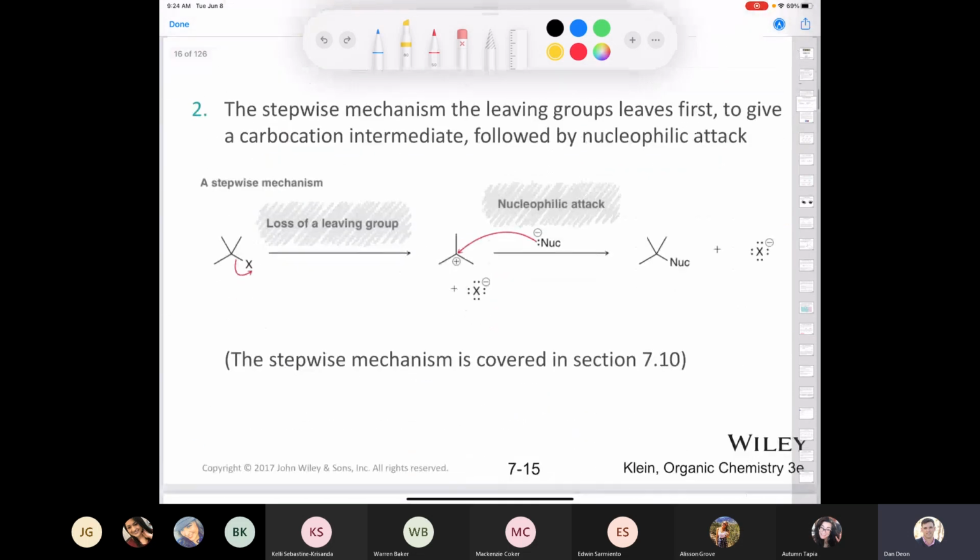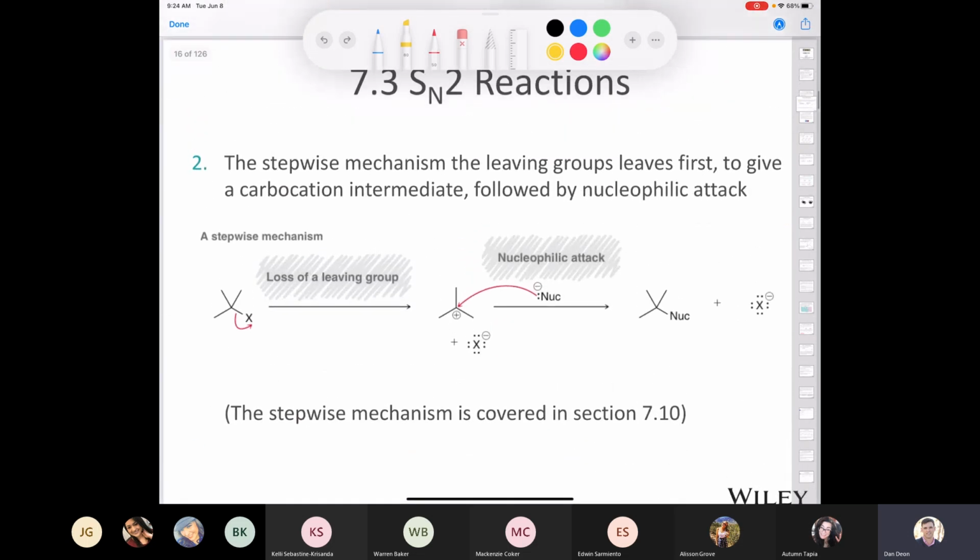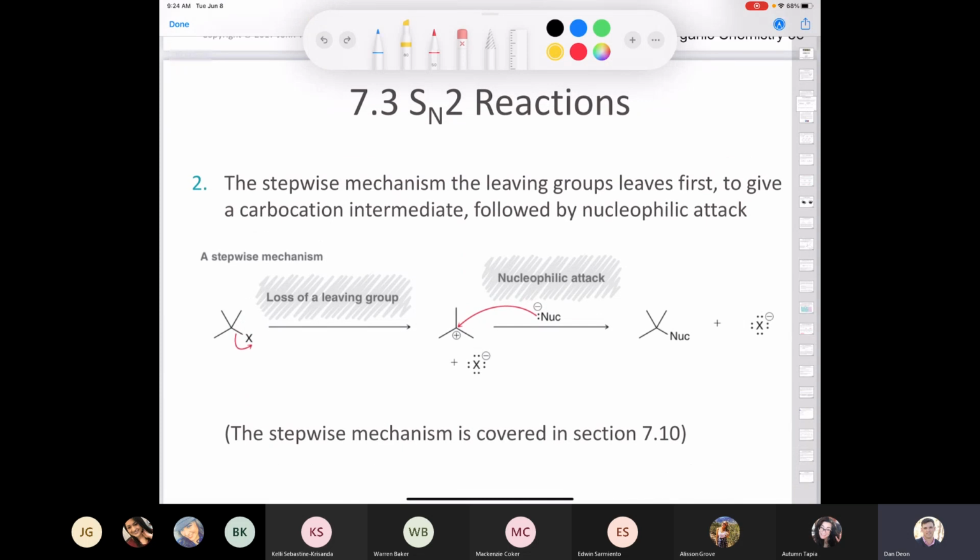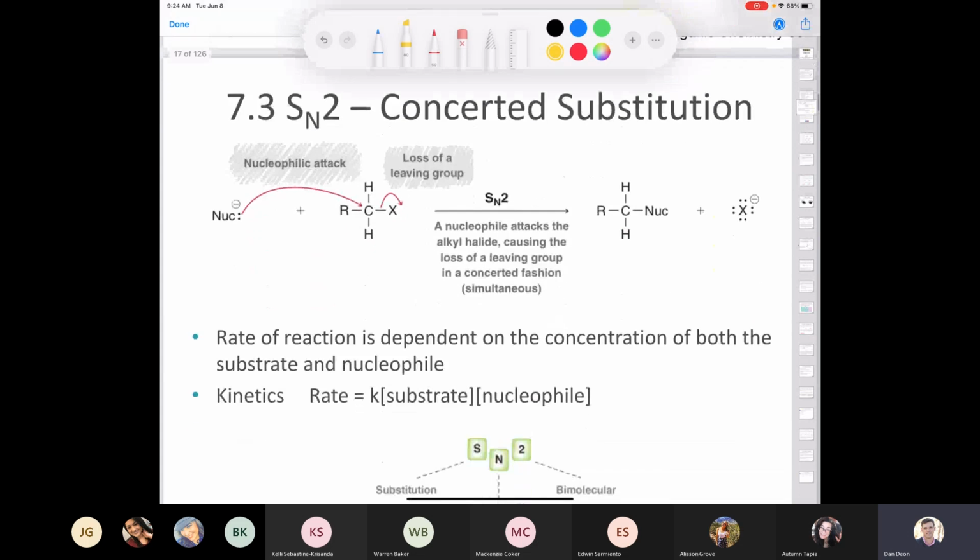The other possibility is to have a stepwise mechanism. Well, how does that happen? First, the leaving group is going to leave, so it just goes away. You make a carbocation, and then the nucleophile can come in and attack. Now that's two individual steps. First, the loss of the leaving group, and then the nucleophilic attack. This isn't covered until section 7.10, the two-step process.